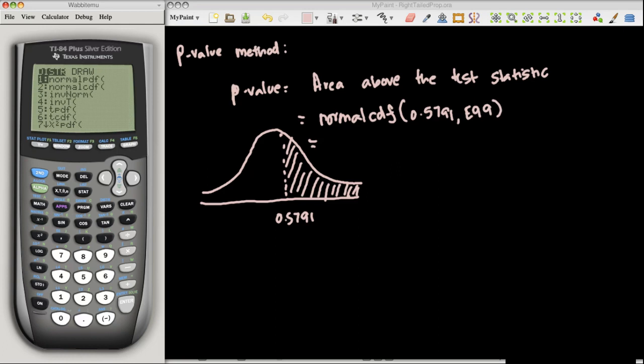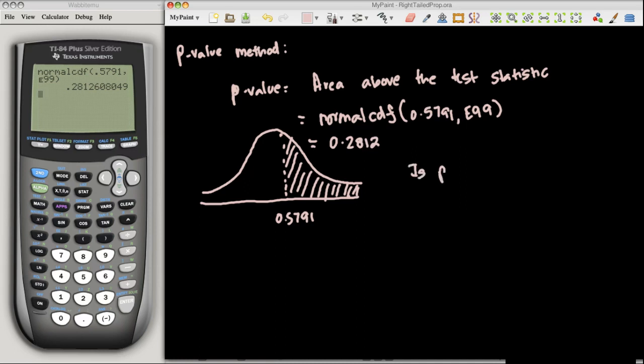Second verse again, go to option 2, 0.5791, comma, second comma, which will bring up E99, close paren, enter. And that probability is 0.2812. So, is the p-value less than or equal to alpha? If you say yes, you reject null. If you say no, you fail to reject null.